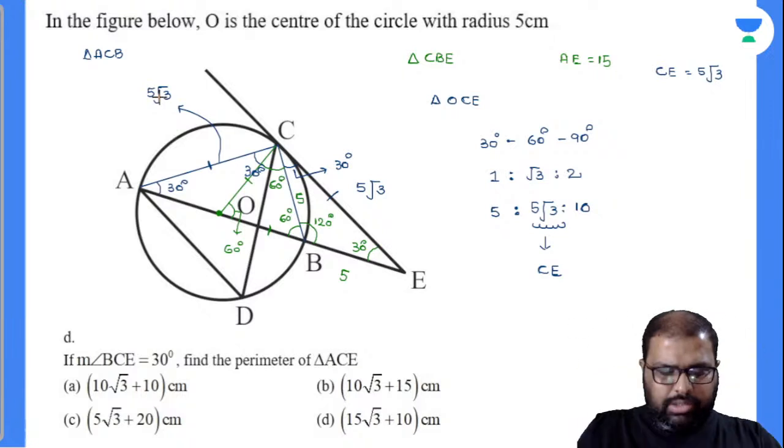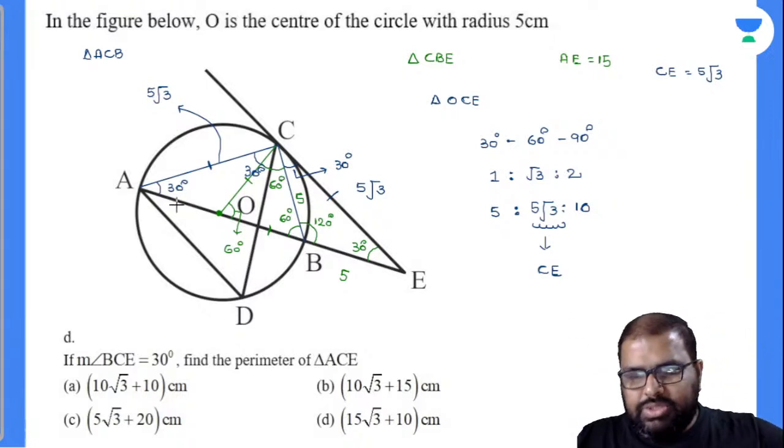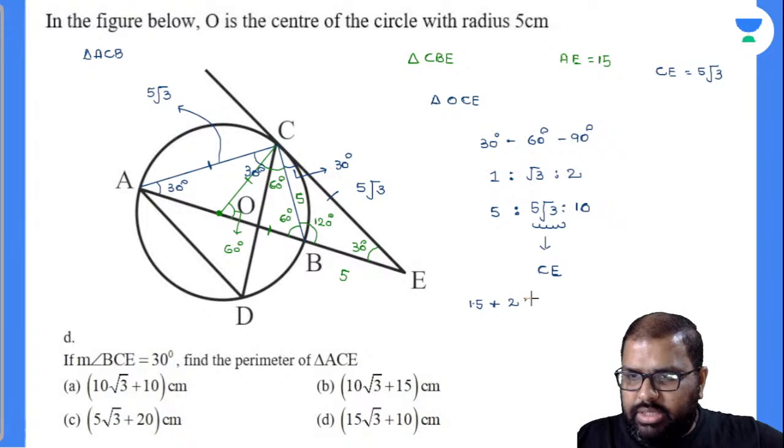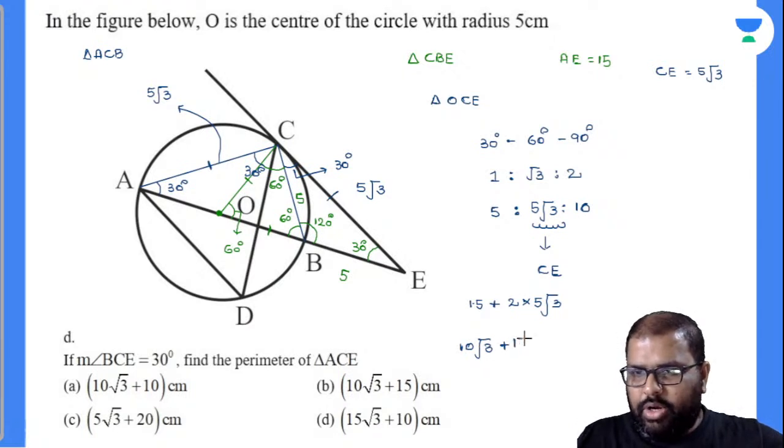Now add all these things, that will be the perimeter there. So this is 10, 5, 5, 15. The AE value is 15. This is nothing but 2 into 5 root 3. This is your perimeter. So finally, what is your perimeter value there? 10 root 3 plus 15. How many of you got this answer there? Your option number.